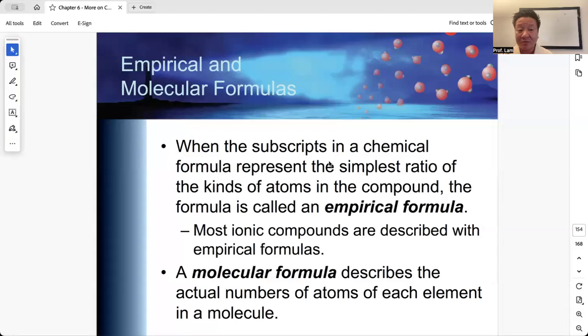So, the definition of empirical formula. What it represents, an empirical formula, is the simplest ratio of the kinds of atoms in that compound. So you basically reduce down to the simplest ratio for each kind of atom. A molecular formula, on the other hand, describes the actual number of atoms of each element in the molecule. So there's a relationship between the molecular formula and the empirical formula, and they differ by a factor. It's some factor. It could be 2, 3, 4, 5, etc.